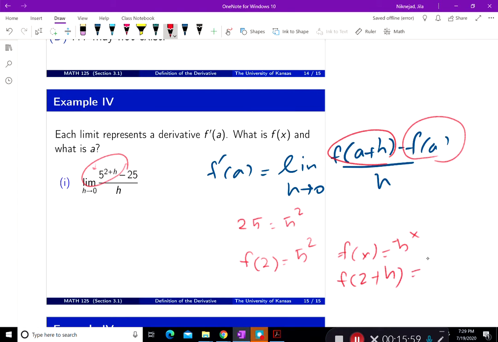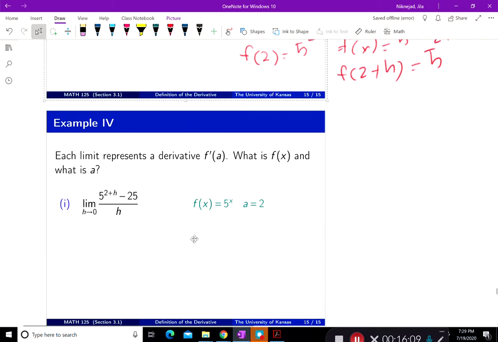The first one is 5 to the power 2 plus h, so it would work. Just messing about with these things, you figure out that f of x should be 5 to the power x and a should be 2. Now the question is, how do we find this limit? We will have a little more discussion about this specific limit, but let's remember this.